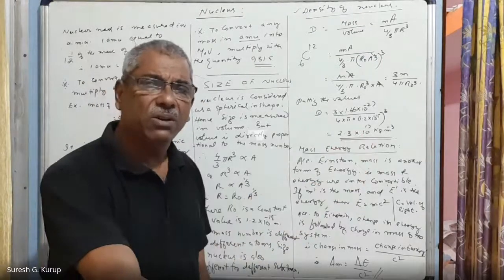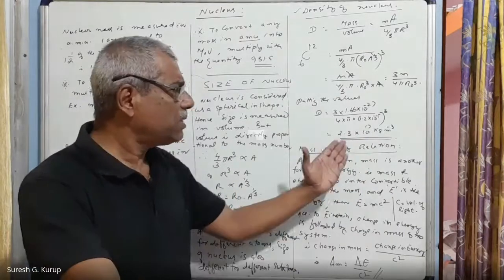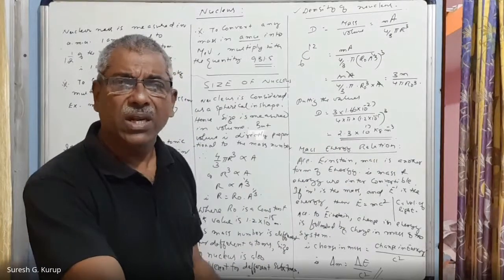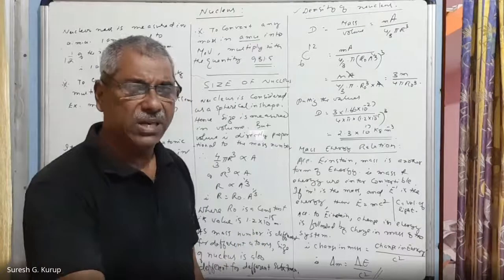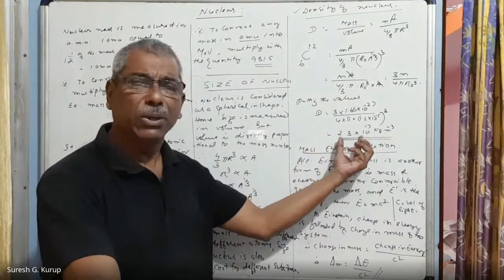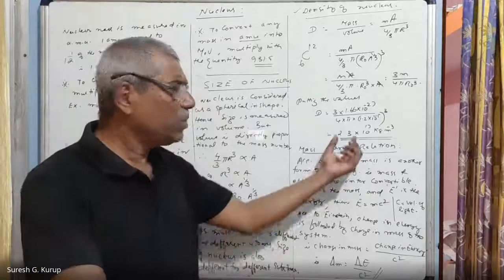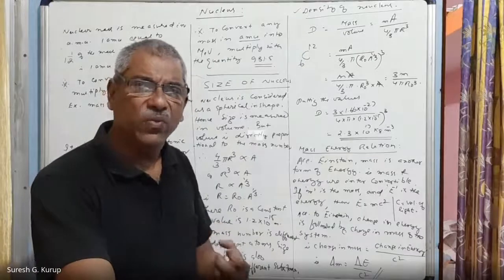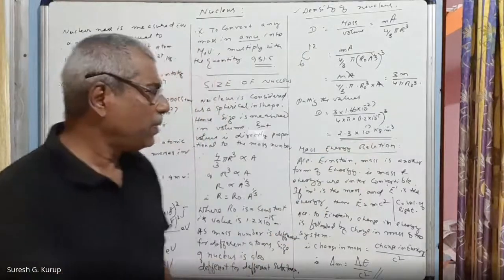So the density of the nucleus of any atom is the same value, that is 2.3 into 10 raised to 17. It is very clearly seen that the density of the nucleus of an atom is very, very high, because the nucleons are very closely packed inside, and the density is of the order of 10 raised to 17 kg per meter cube.